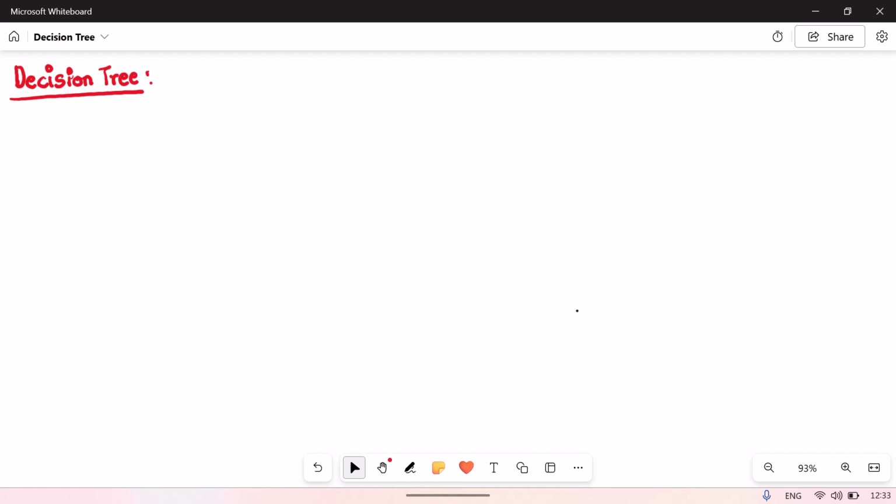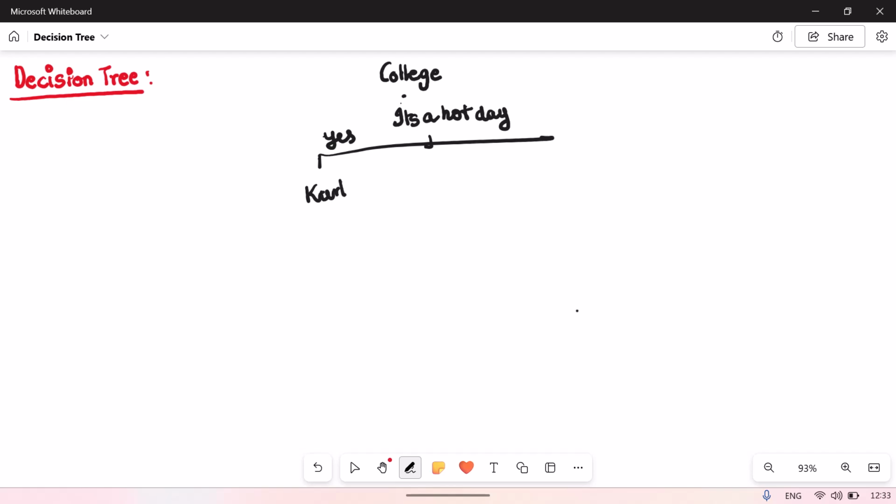Suppose, imagine like this, you're planning to go to college today and you're deciding what to wear. Suppose it's a very hot day. So, what are you planning? If it is hot, then you will plan, okay, I will wear a simple cotton kurta and leggings and I'll go to college. If it is not, then I would wear jeans and maybe a shirt.